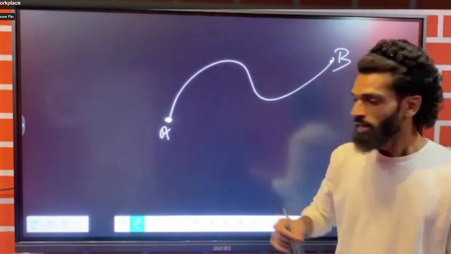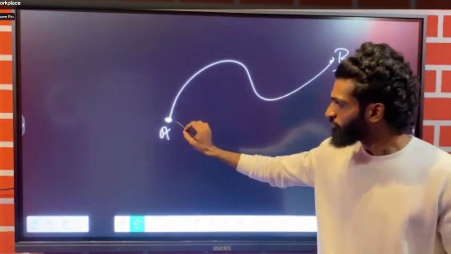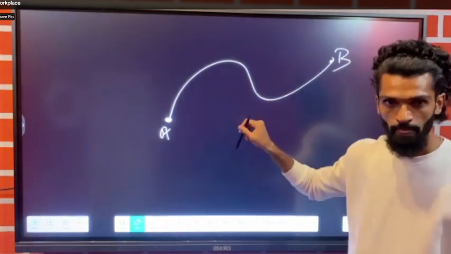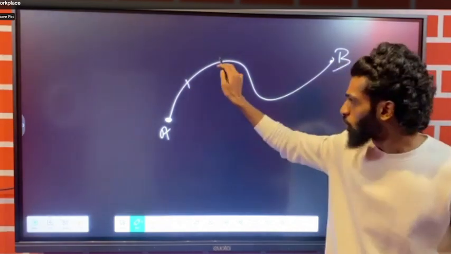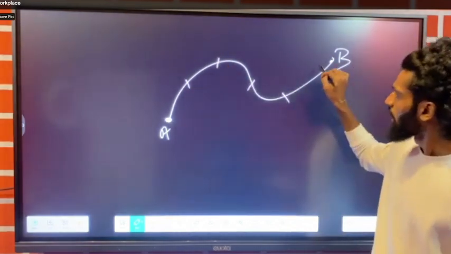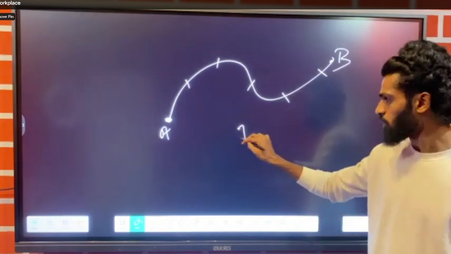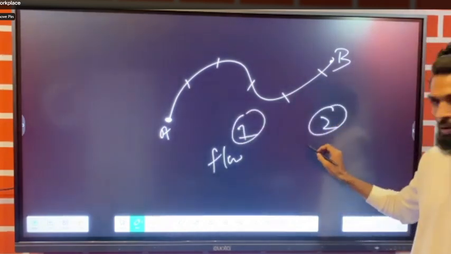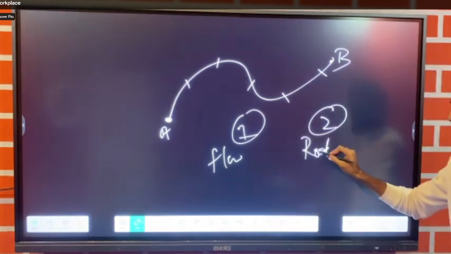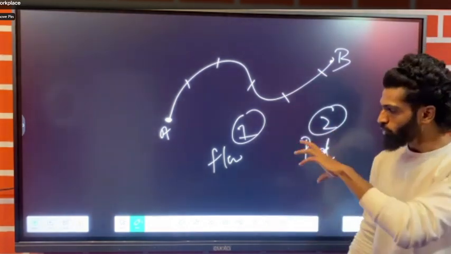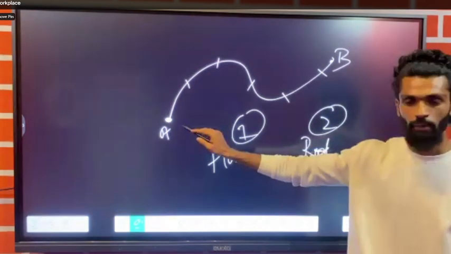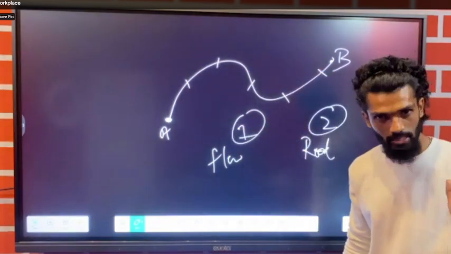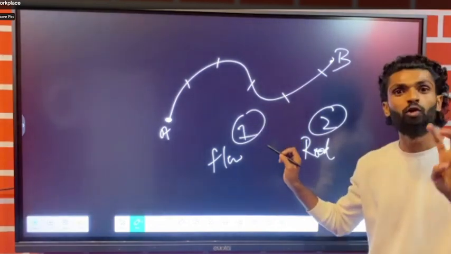Now, let's say a person flew. He flies from A to B within n number of hours. But let's say another person is coming by road. He takes a stop here, a stop here, a stop here. Let's talk about two people, person 1 and person 2. Person 1 flew, person 2 went by road. If you ask both of their stories, both of them will have the same destination, but at the end of the day, both will have two different stories. Same thing, two different stories.